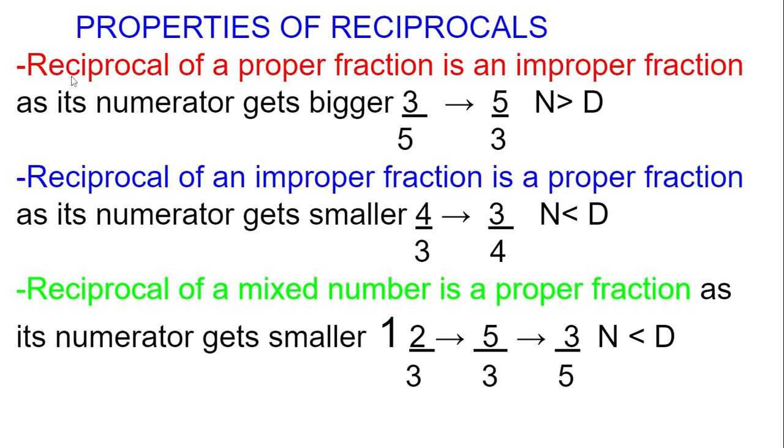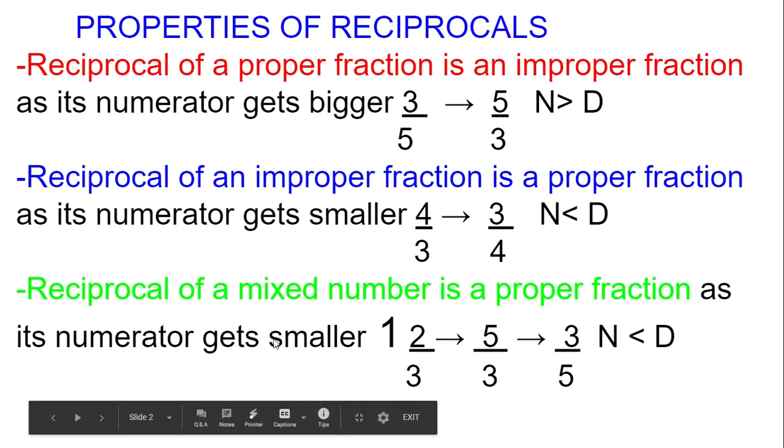Properties of reciprocals. The reciprocal of a proper fraction is an improper fraction, as its numerator gets bigger. 3 upon 5 becomes 5 upon 3. The reciprocal of an improper fraction is a proper fraction, as its numerator gets smaller. 4 upon 3 becomes 3 upon 4. The reciprocal of a mixed number is a proper fraction, as its numerator gets smaller. 1, 2 upon 3 gets converted into an improper fraction, 5 upon 3, which becomes 3 upon 5.